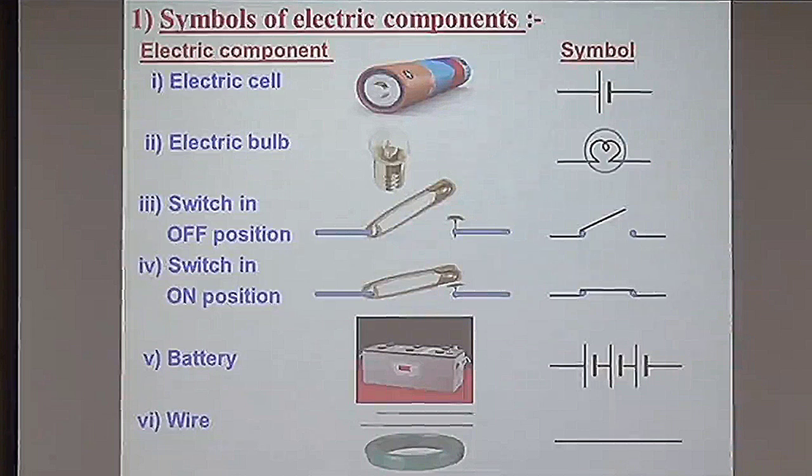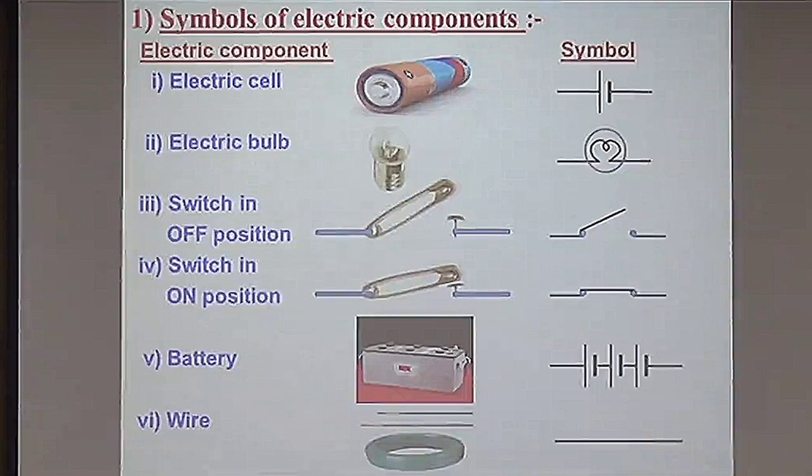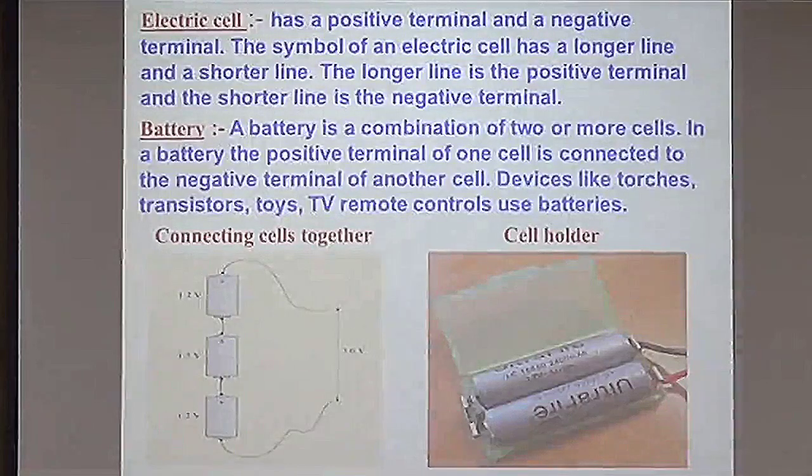In this chapter we are going to study what is electric current, what are the symbols of electric components, which we have just started, and the next is the heating effect of the electric current. What happens when electric current flows through a wire? Now the next is electric cell. We'll start with the very smallest component, that is electric cell.